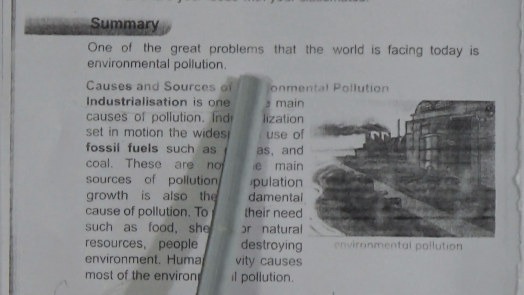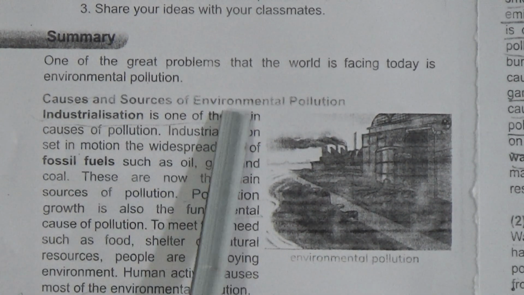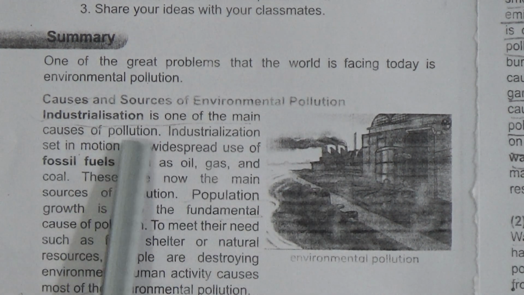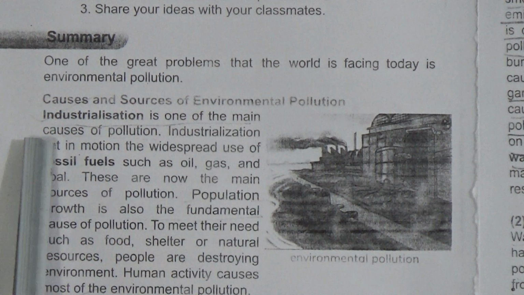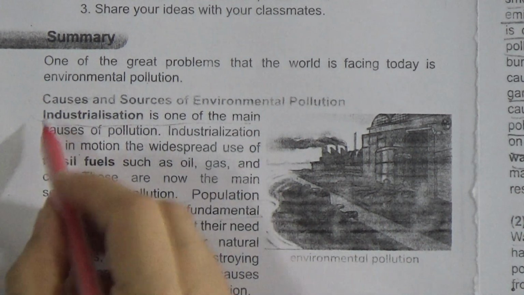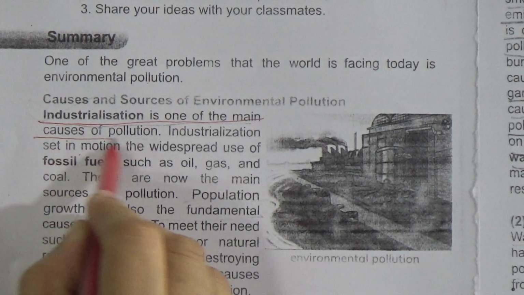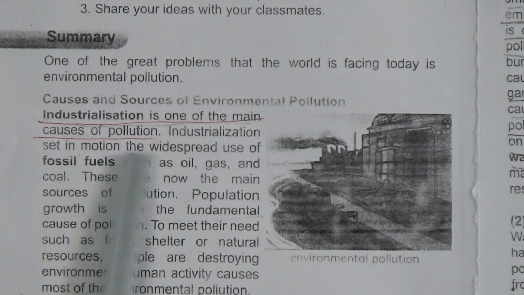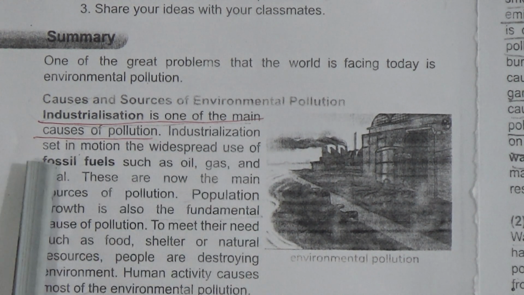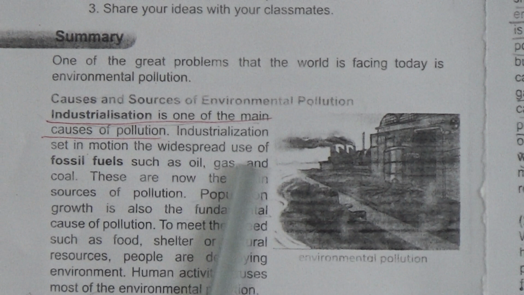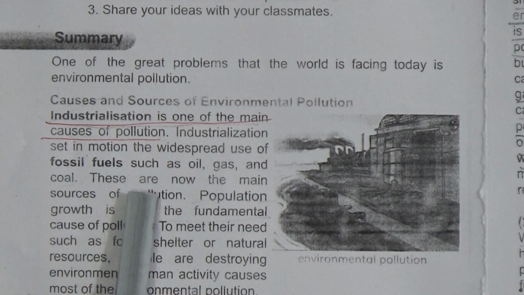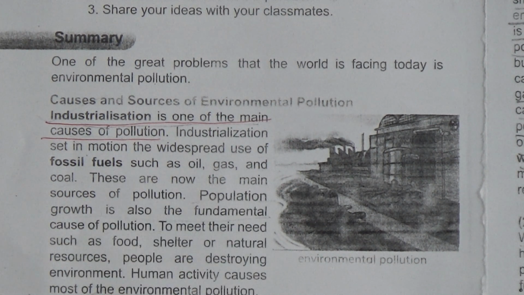One of the great problems that the world is facing today is environmental pollution. Causes and sources of environmental pollution. Industrialization is one of the main causes of pollution. My dear students, this is important. Fill in the blanks. Underline this one also. Industrialization set in motion the widespread use of fossil fuels such as oil, gas and coal. These are now the main sources of pollution.